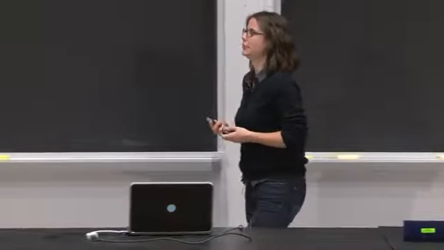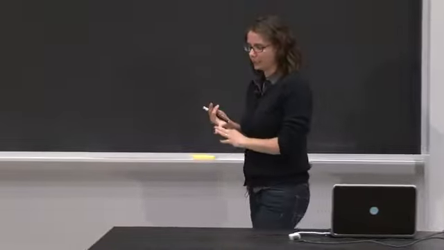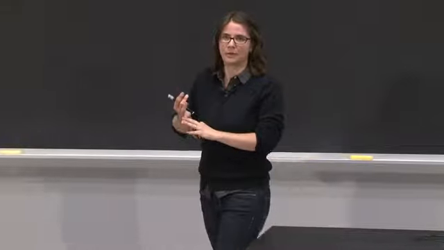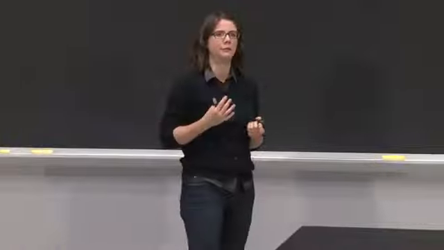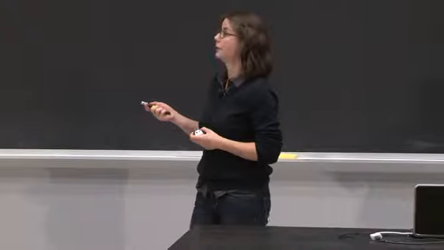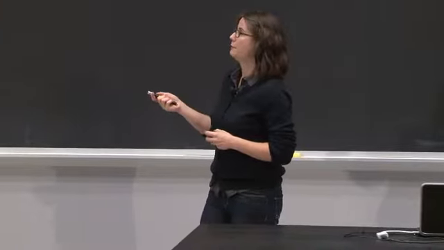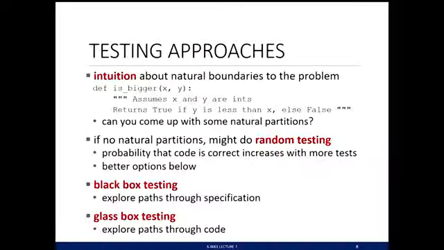Okay, so what are some testing approaches? The first, and this is probably most common with programs that involve numbers, is figuring out some natural boundaries for the program. So for example, if I have a function is bigger, and it compares if x is bigger than y, then some natural boundary, given the specification, is if x is less than y, x is greater than y, x is equal to y, maybe throw in less than or equal to, or greater or equal to, and so on. So that's just sort of an intuition about the problem.